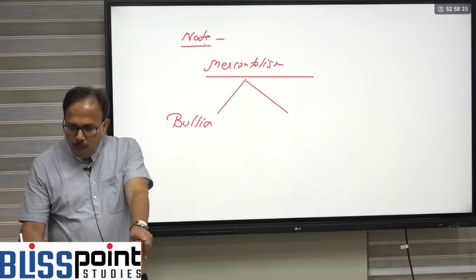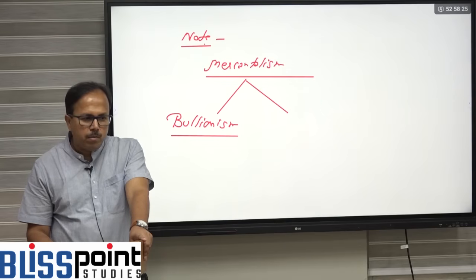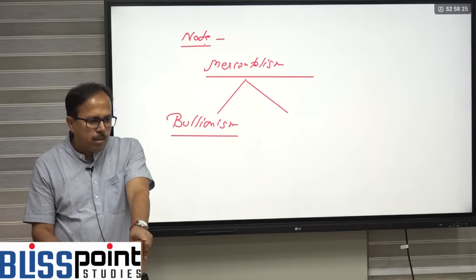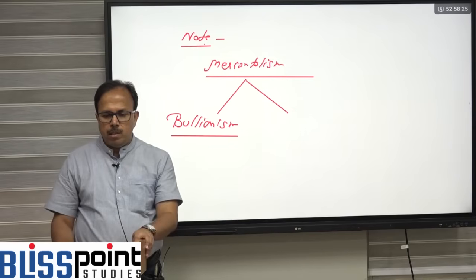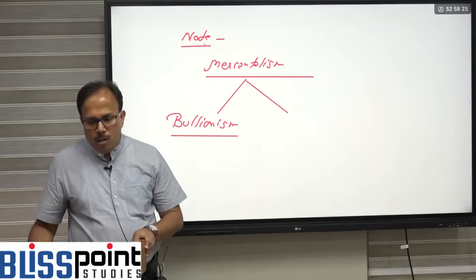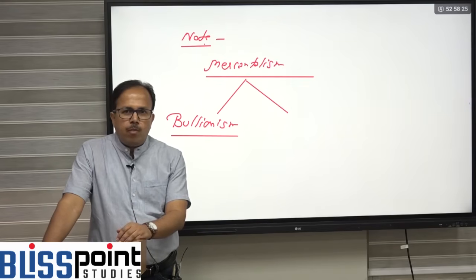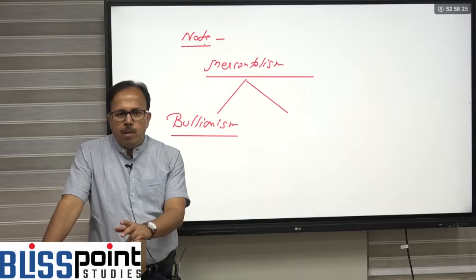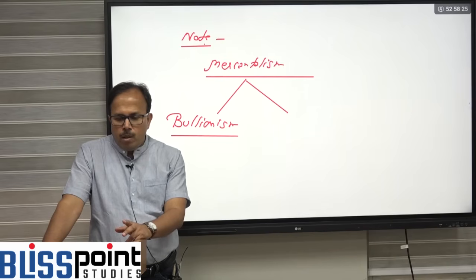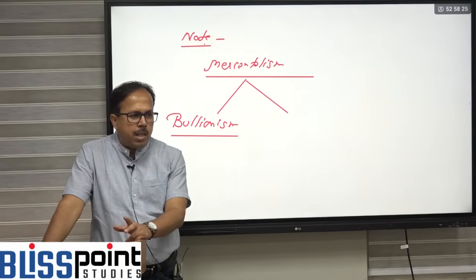A. Bullionism. That is a belief, just briefly one line, that wealth and power of a country is determined by its stock of precious metals.